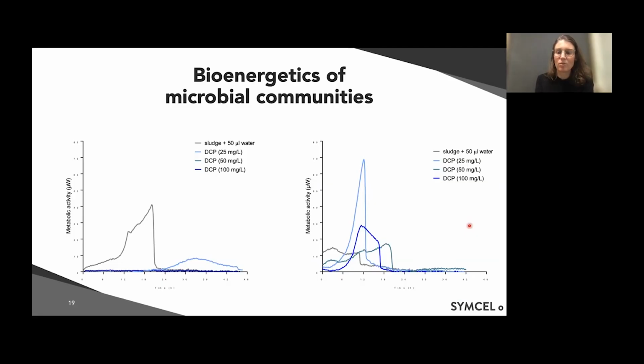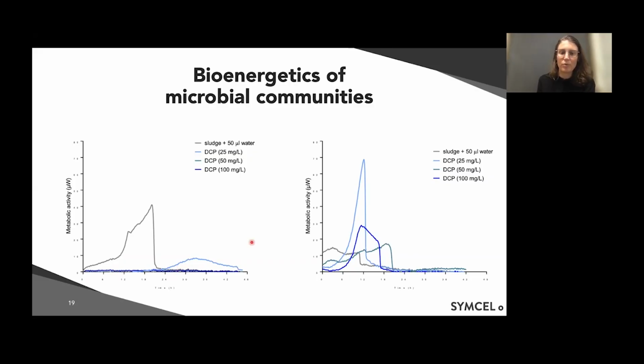You're not restricted to looking at simply monocultures or co-cultivation experiments. You could also add very complex microbial communities in the vial. And this is an example of sludge isolated from lake sediment. And that was then exposed to DCP, a herbicide, at different concentrations. And you can see that the microbial activity of the treated sludge with DCP went down compared to the untreated sludge.